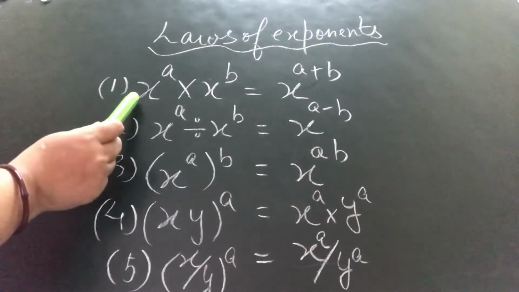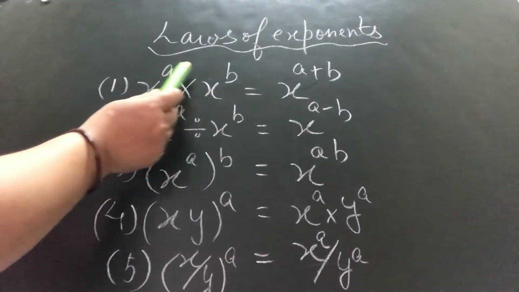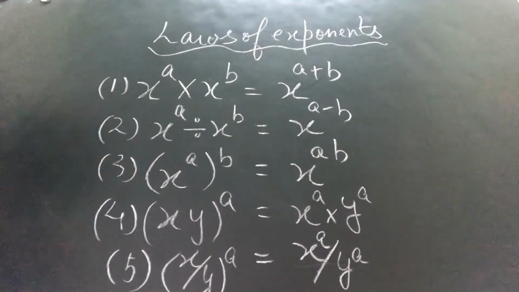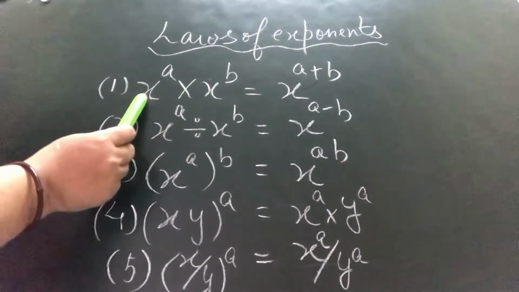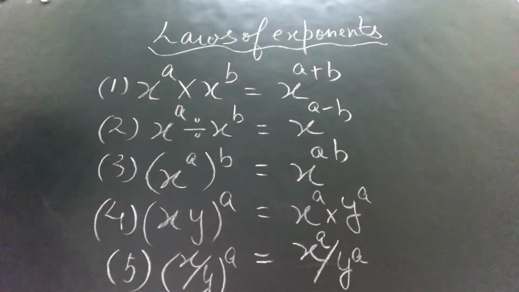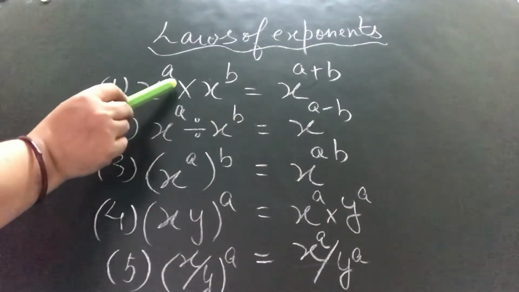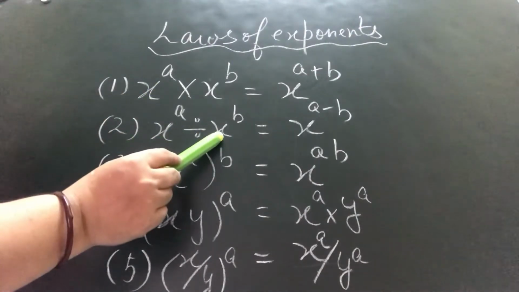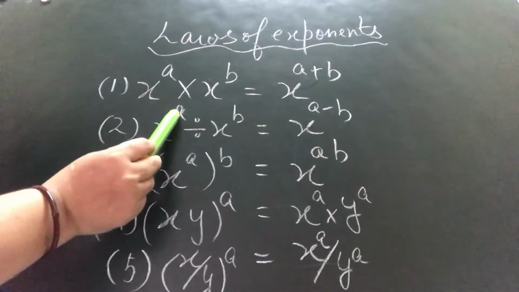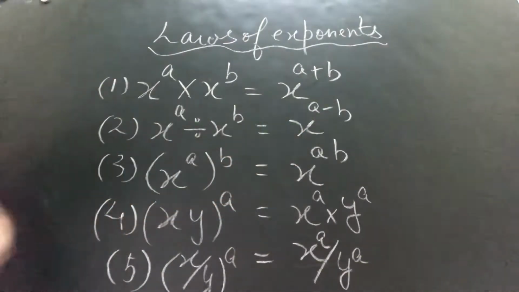So the first law is, if we have two numbers, their bases are same and powers are different and multiplication sign is there, then you have to add the power. Write the base once only and add their powers, right? Similarly, if in place of multiplication division is there, bases are again same, powers are different, then you have to subtract the powers, that is a minus b. बेस एक ही बार लिखेंगे and you have to subtract the powers.